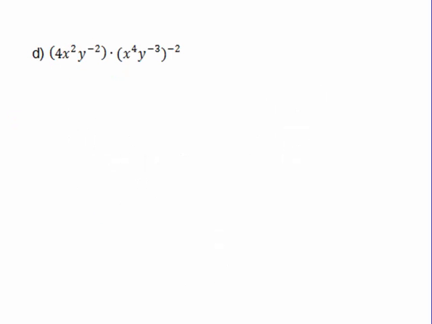Let's try one more here. Okay, so I have 4x squared y to the negative 2 times x to the 4th times y to the negative 3rd, all of that raised to the negative 2 power. So I don't have any inside parentheses that I could really work with, so I'm going to take this negative 2 and apply it to every exponent here. So I'm going to clean this up as 4x squared. Let's go y to the negative 2. Let's leave that as is for now.